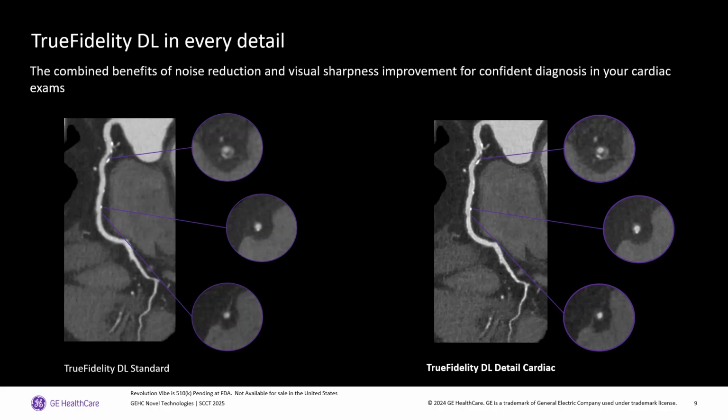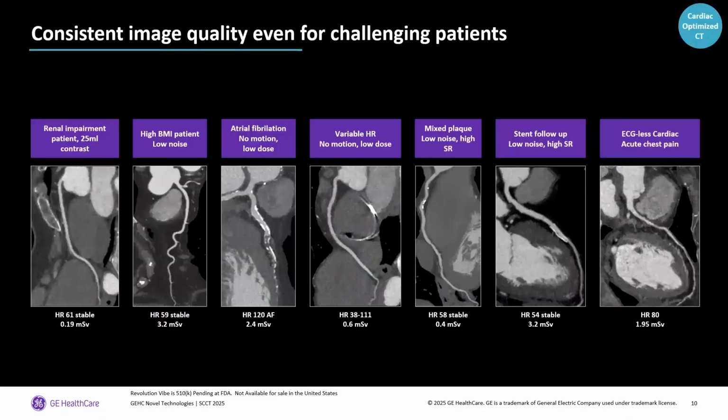The system comes with the latest deep learning reconstruction technologies designed for cardiac CT to lower noise and boost visual image sharpness to help increase your diagnostic confidence. Ultimately, it's about having a CT that can provide consistent image quality even for challenging patients. High BMI, AFib, high heart rates, mixed plaques, high calcium burdens. The system is designed to overcome these challenges for any patient with one simple standardized protocol at low dose for every patient.